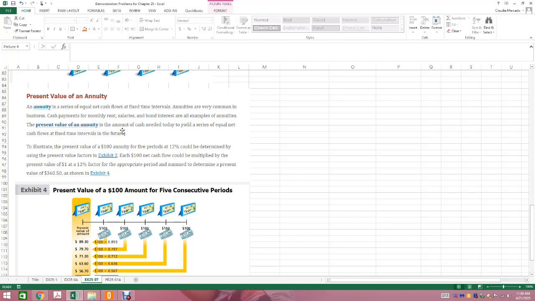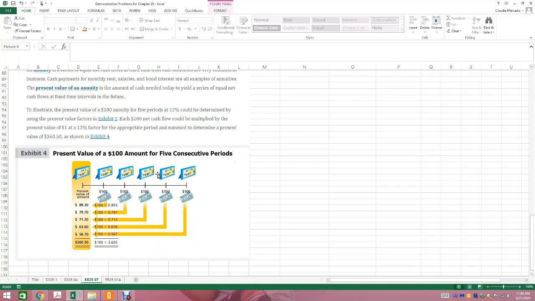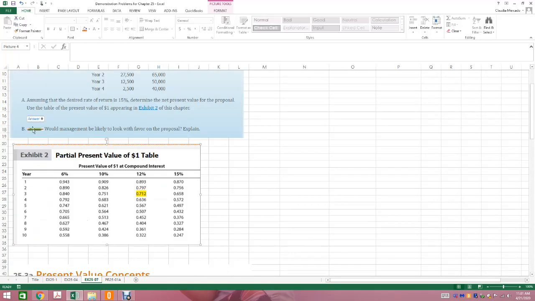The present value of an annuity is the amount of cash needed today to yield a series of equal net cash flows at fixed time intervals in the future. So how much money do I need today to be able to pay out those annuities? In this example, they give you the present value of a $100 annuity for 5 periods at 12%. If I want to pay out $100 for the next 5 years, how much money would I need today? For year one, I would need $89.30. For year two, to be able to obtain $100, I would need $79.70, and so on. The difference is the tables that are utilized.